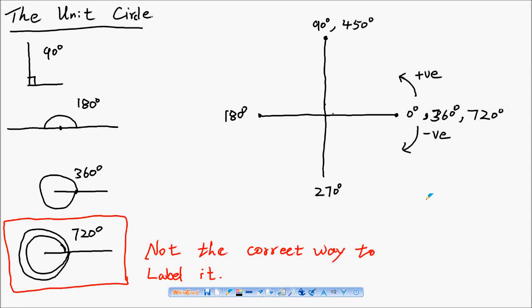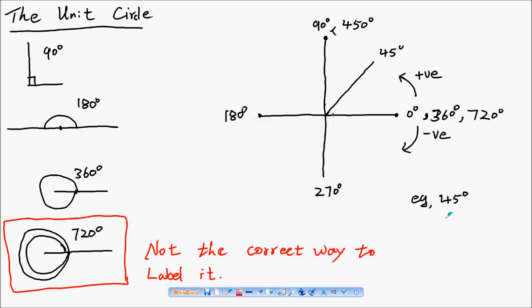Let me do an example to show you that. For example, let's start with a simple one, 45 degrees. The 45-degree angle should be there, in between 0 degrees and 90 degrees.